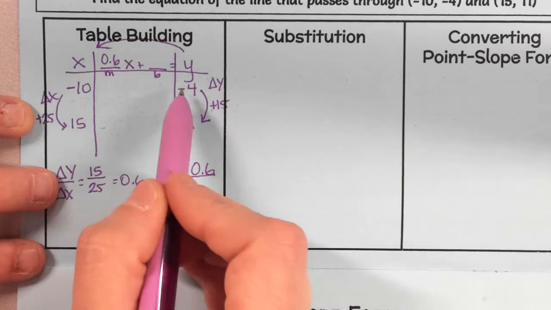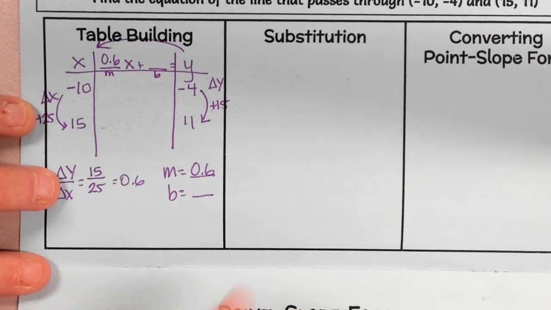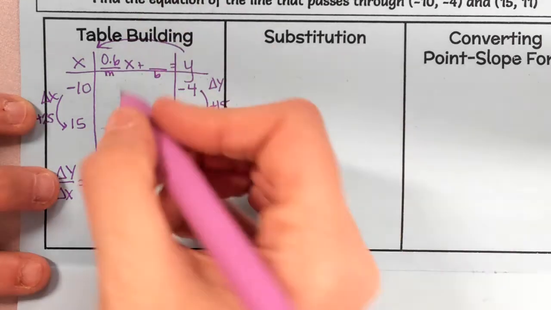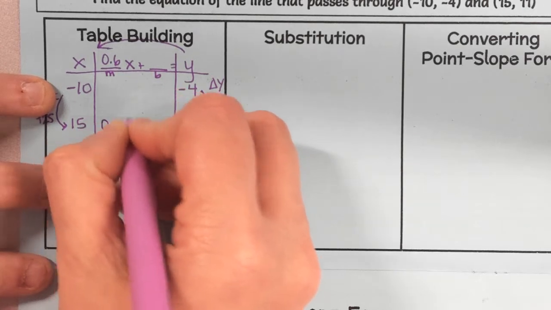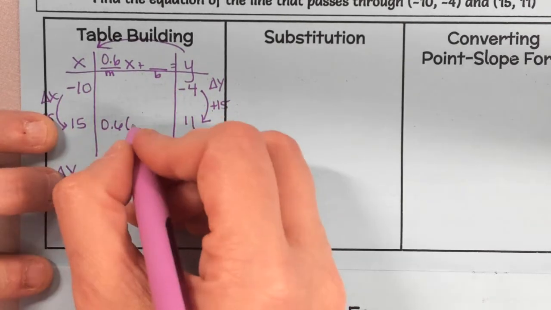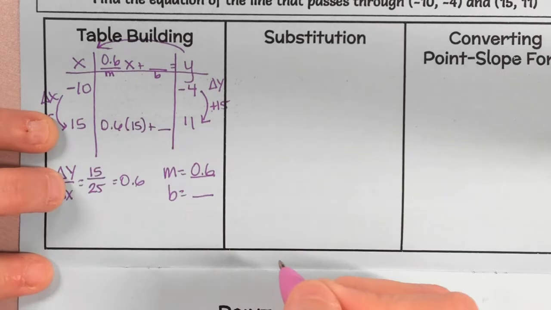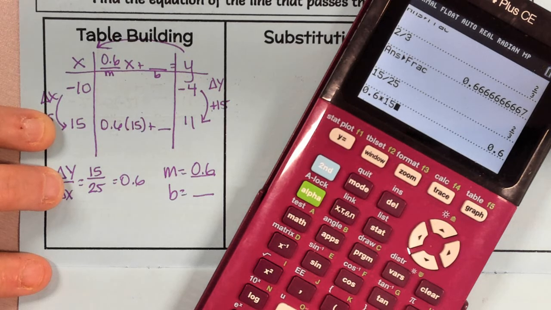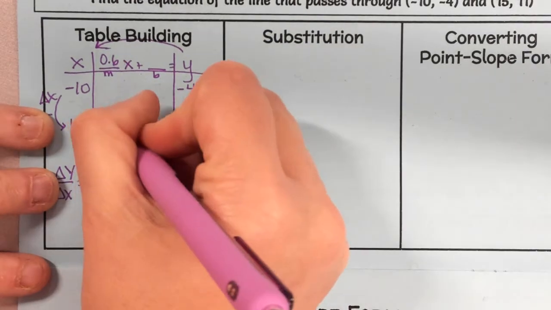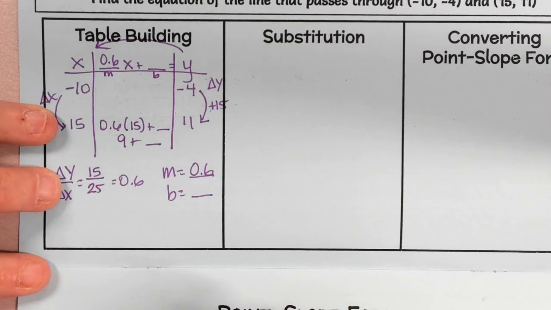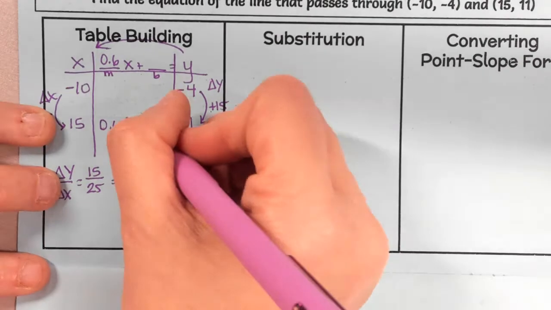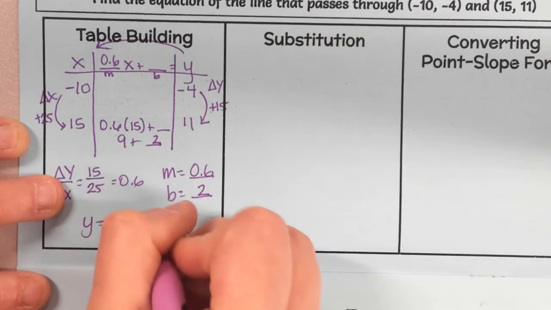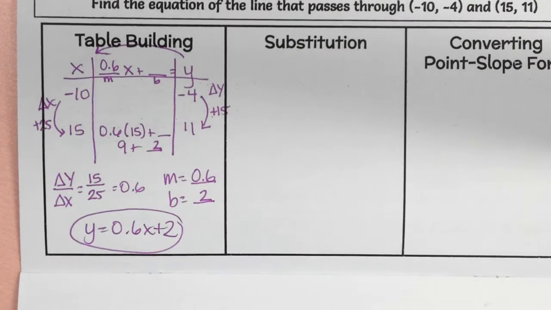But if you use the top row, you're going to get the exact same answer as I do. I just know that I make mistakes with integers. If you feel confident that you're not going to do that, use the top row. It doesn't matter which one you use. I'm going to use the bottom one. So 0.6 times x, which in this case is 15, plus something equals 11. 0.6 times 15 is 9. 9 plus something equals 11. 9 plus what? 2. So b is 2. y equals 0.6x plus 2.